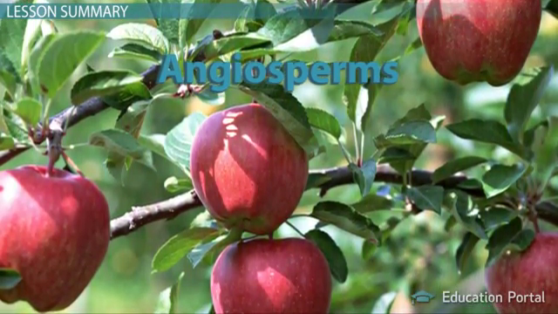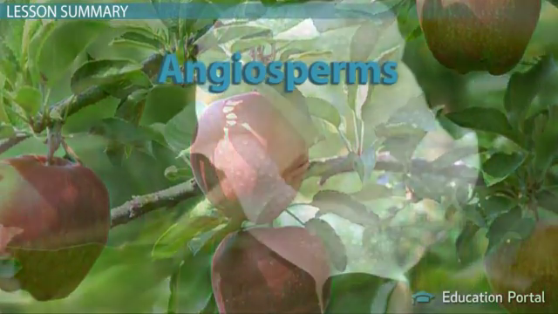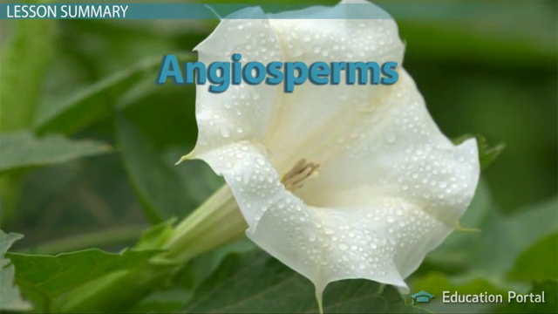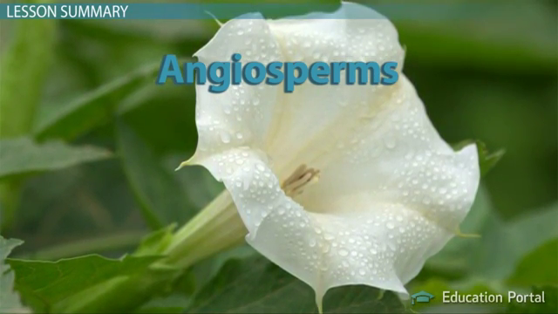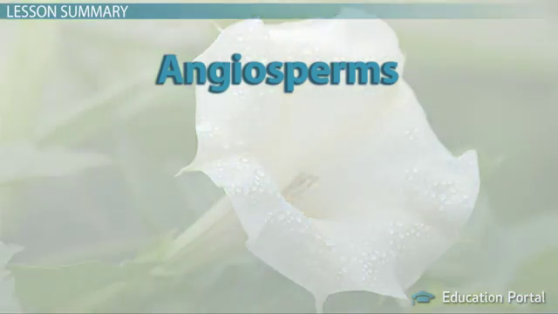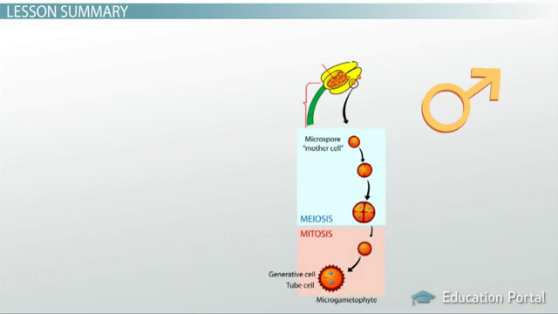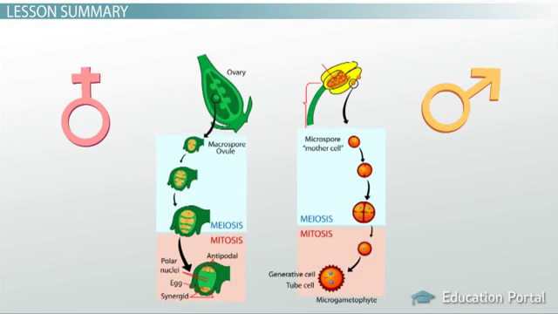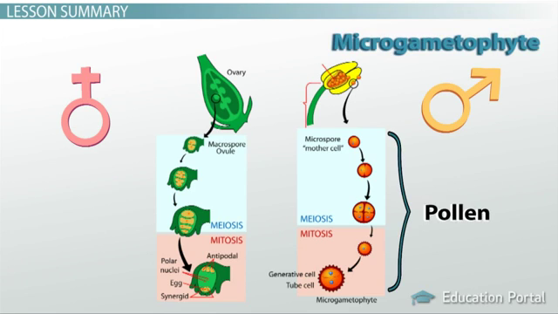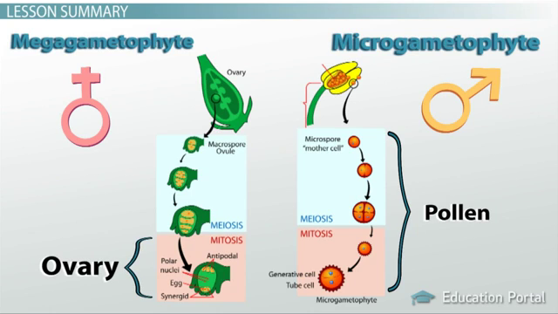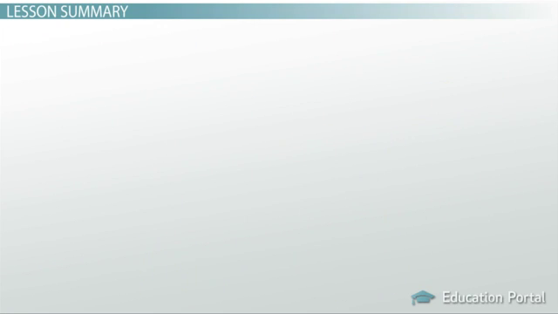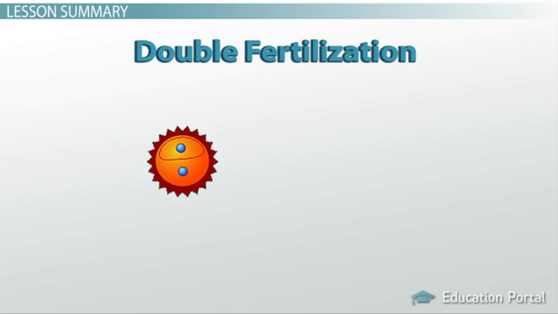This alternation of generations in flowering plants, such as oak trees and wildflowers, means that there are multicellular stages that are haploid and diploid. We first looked at the haploid stage, which starts as either a male or a female spore that develops into a gametophyte. The male microgametophyte is contained in pollen grains, and the female megagametophyte is found in the ovary. Eventually, the pollen grains will land on the female flower structures and fertilize the egg. Remember that in angiosperms, a process known as double fertilization occurs.